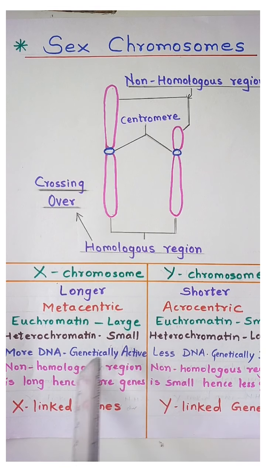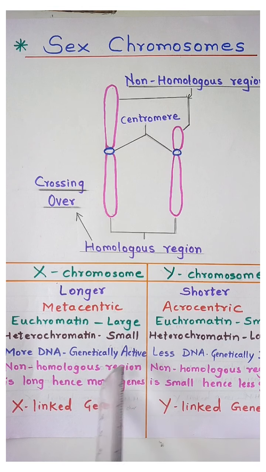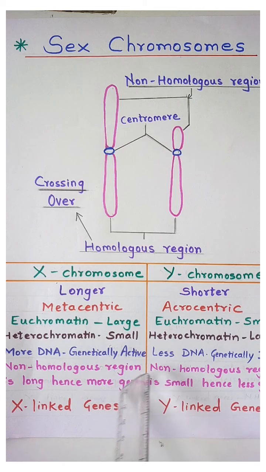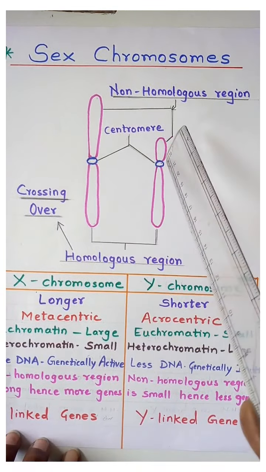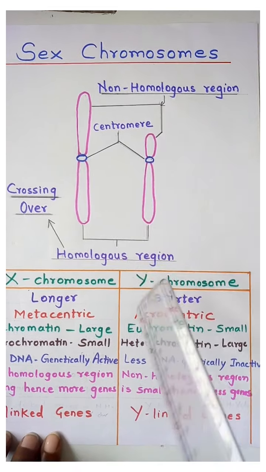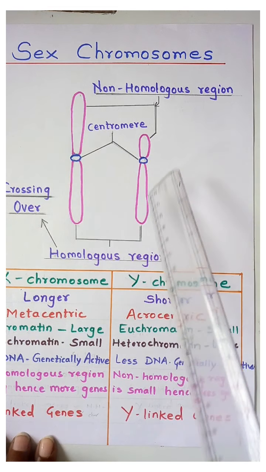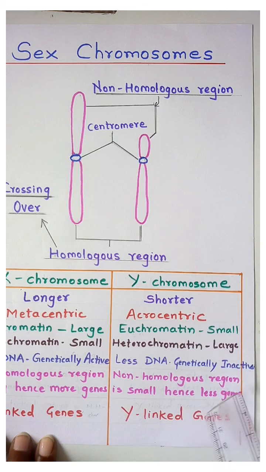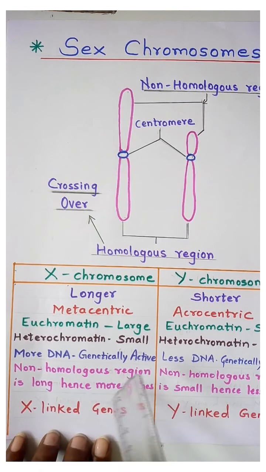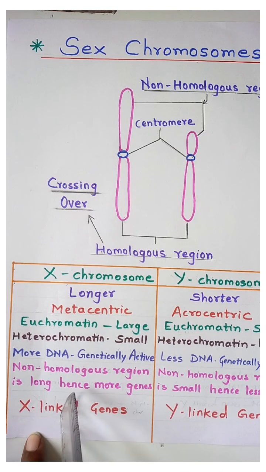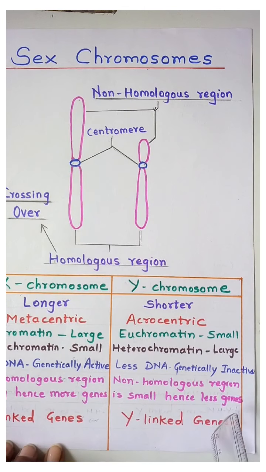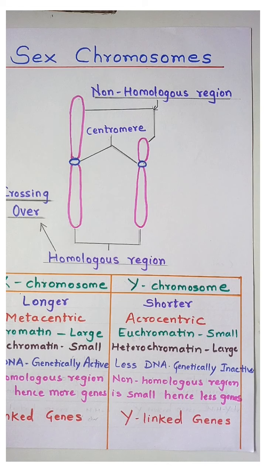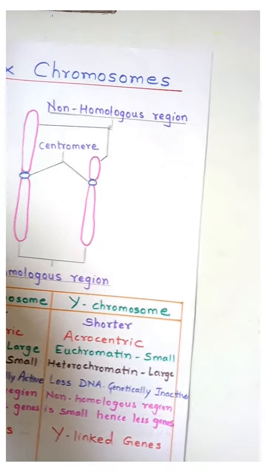The non-homologous region is long in the X chromosome, hence a greater number of genes are present in the X chromosome. Whereas the non-homologous region of the Y chromosome is small, hence it contains fewer genes. The X chromosome contains X-linked genes and the Y chromosome contains Y-linked genes on the non-homologous regions. So this is all about the chromosomes.